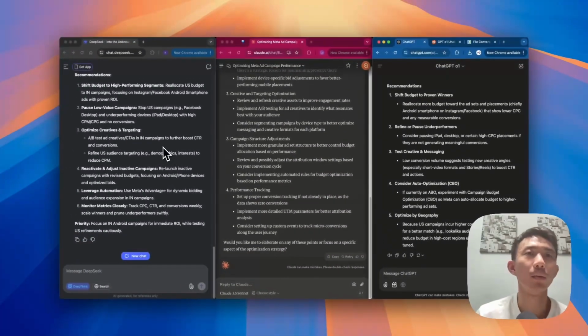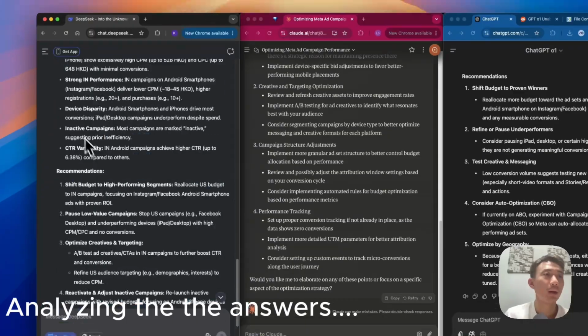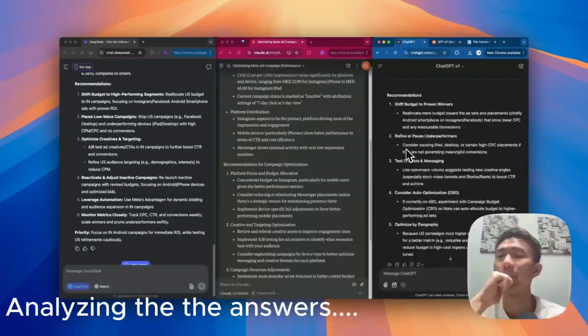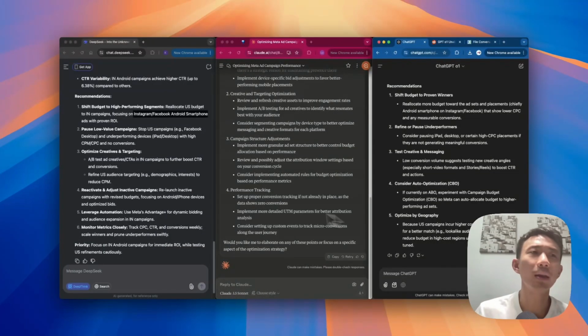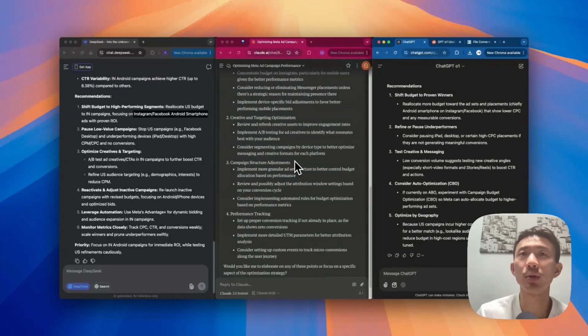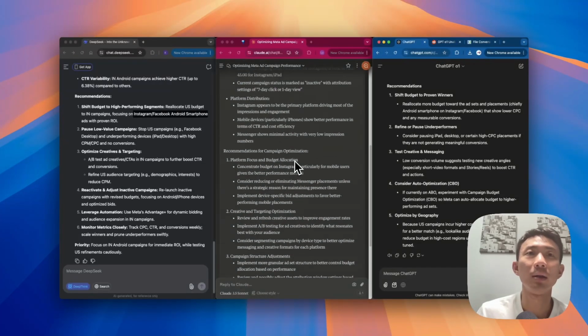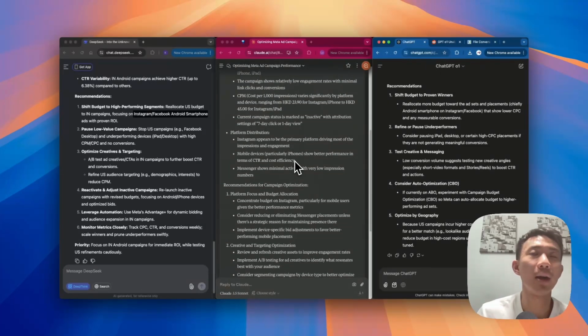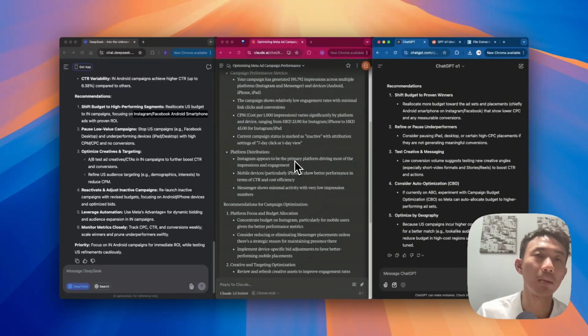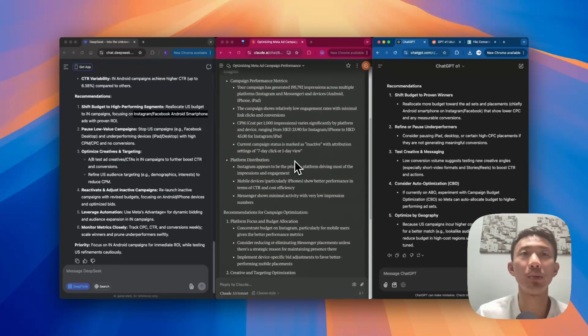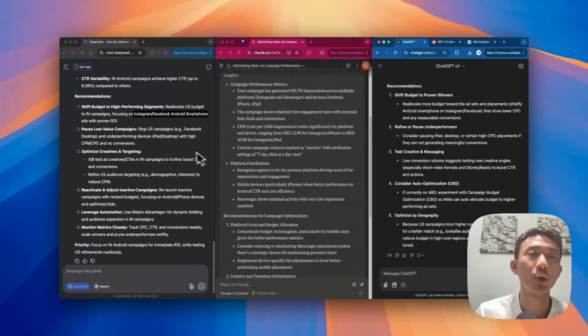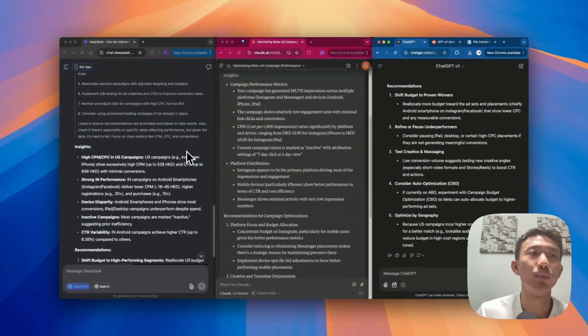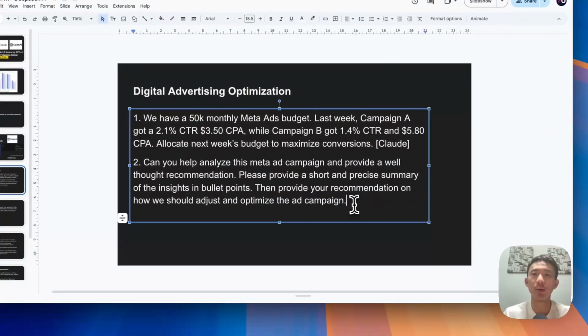Okay, so all three models have completed. Let's take a look at the DeepSeek one first. Okay, I think basically all the recommendations among all three models are similar. Both identified mobile device, Android phones, India campaigns, and the Instagram platform as performing better. So I would say the performance of all three platforms is similar. So let's just put similar here.